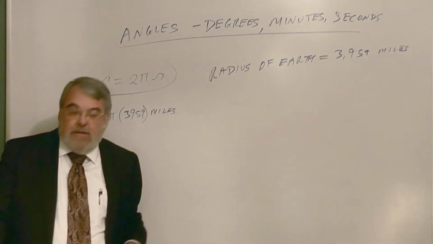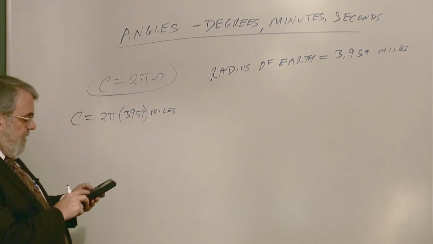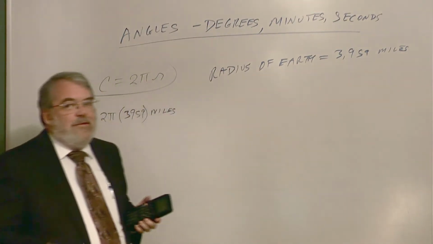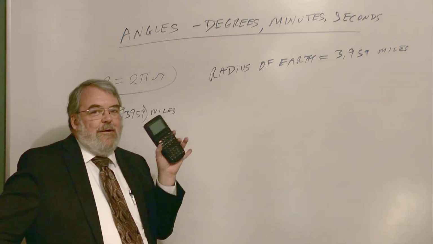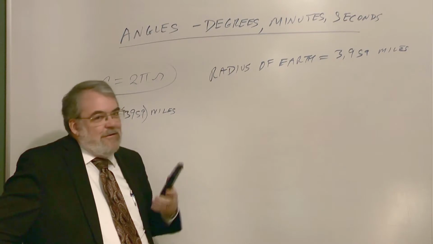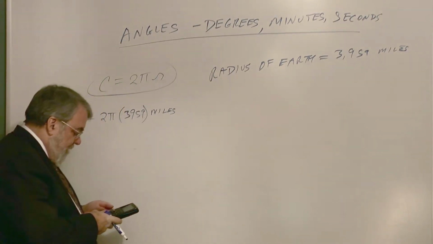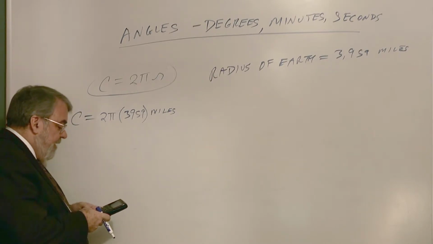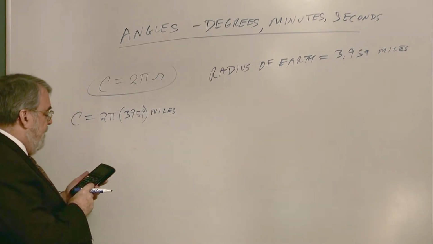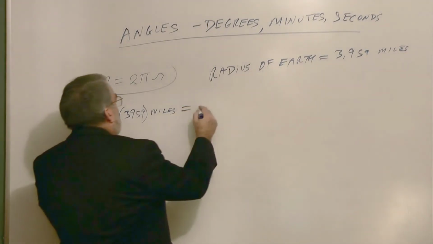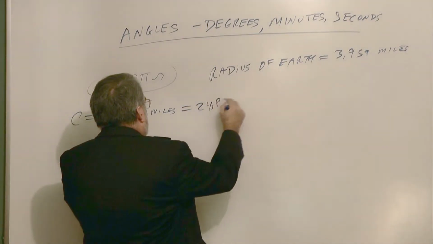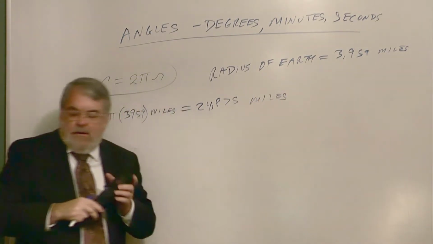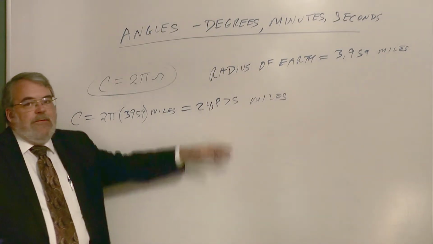Circumference of the Earth, if I use that number, and you've got a pi button on your calculator, very handy. Look for pi. Don't punch in the numbers for pi because this has all the decimals you need. Every scientific calculator has a pi button. So 2 times pi times 3,959, let's say this is about 24,875 miles. All right, around that. Now, Eratosthenes got 25,000.